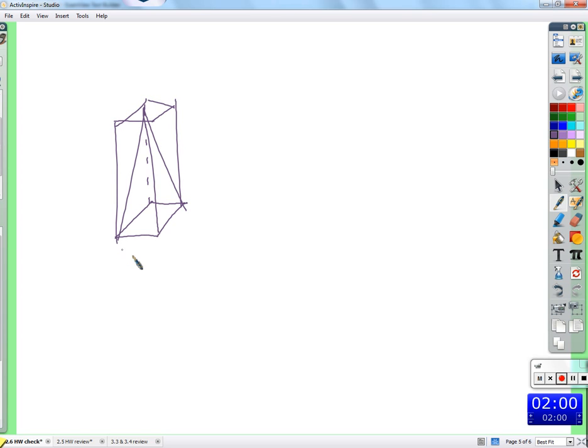Well, the box is going to be length times width times height. And the pyramid inside there, no matter what it looks like, it may have to be centered in the top of the box, it could be anywhere, it's going to be 1/3 of that box. 1/3 length times width times height. And it works for this guy too, just this weird wavy thing.